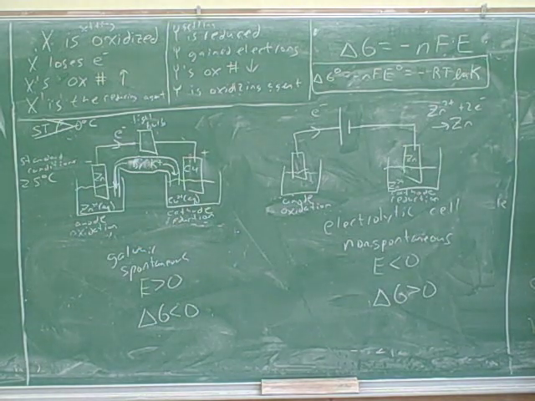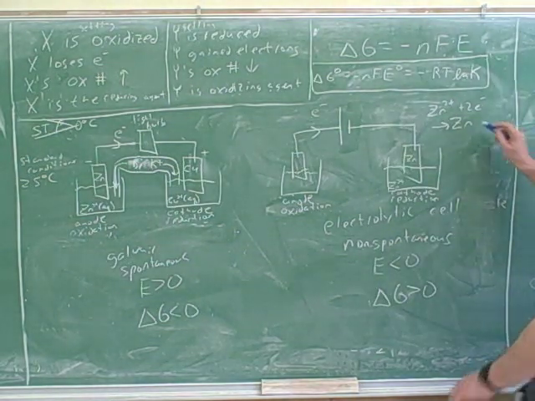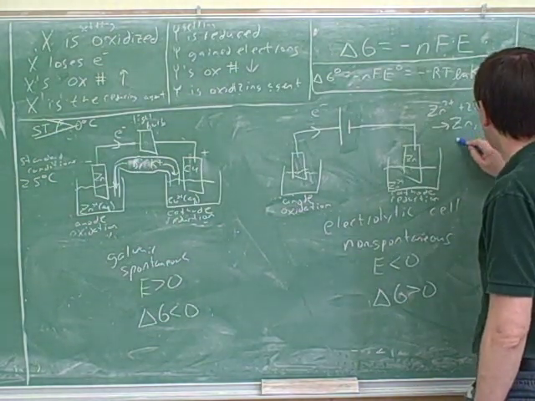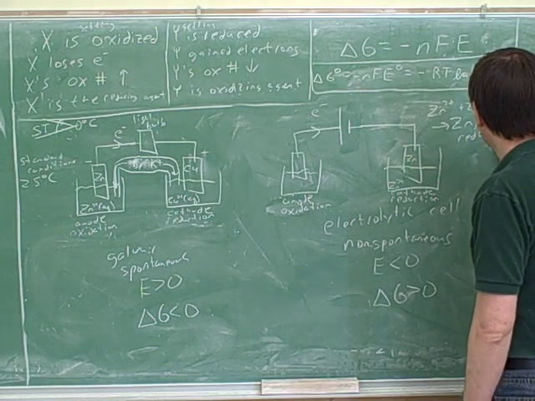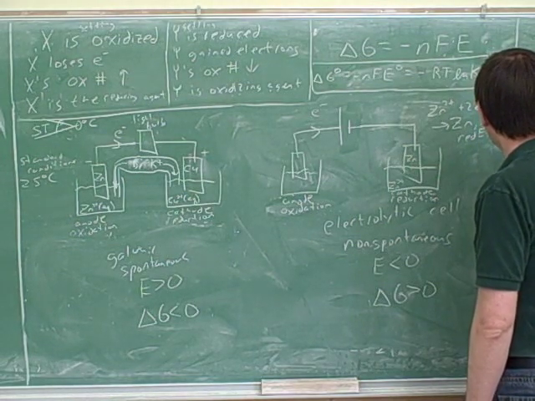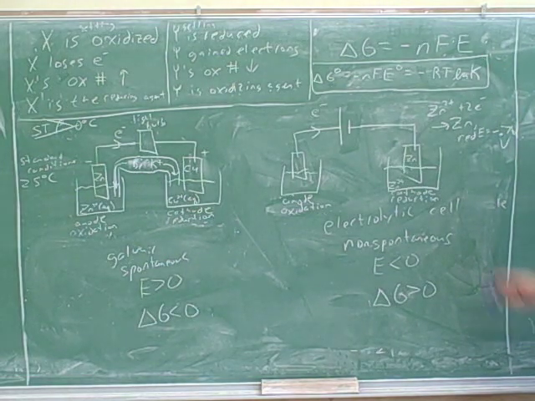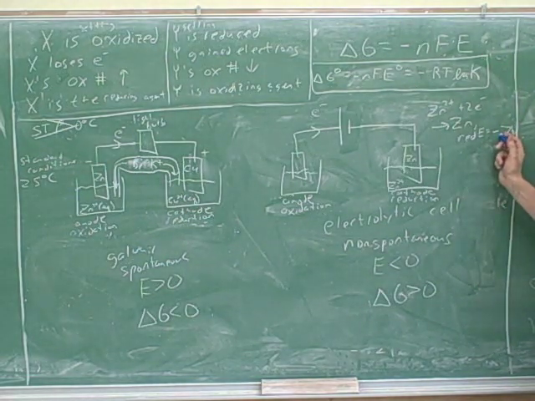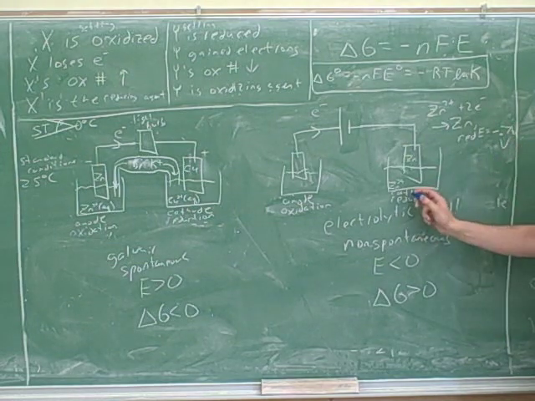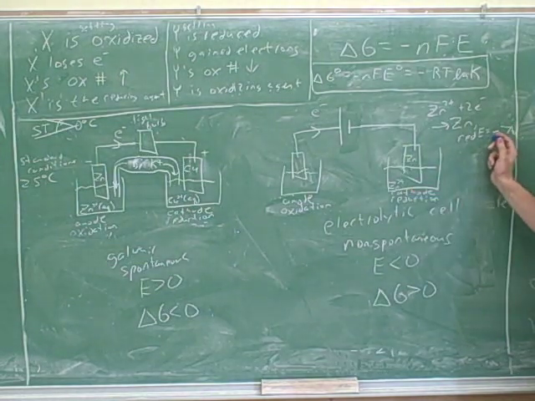So what potential should I write down for that half reaction? The negative 0.76. Because it's reducing. So if you look it up in the table, you'll see negative 0.76, and that's a reduction potential, but this really is being reduced, so we can just use that reduction potential from the table.